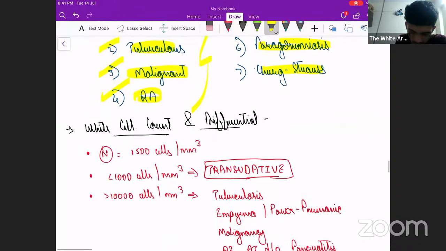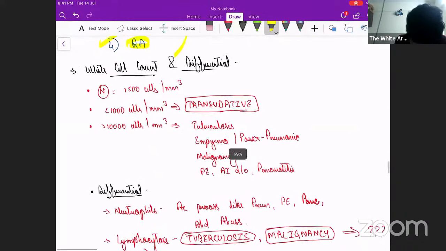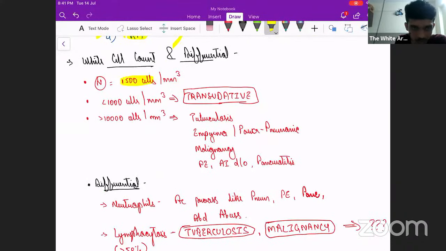Next is white cell count and differential count. So normal is around 1500 cells per cubic millimeter.